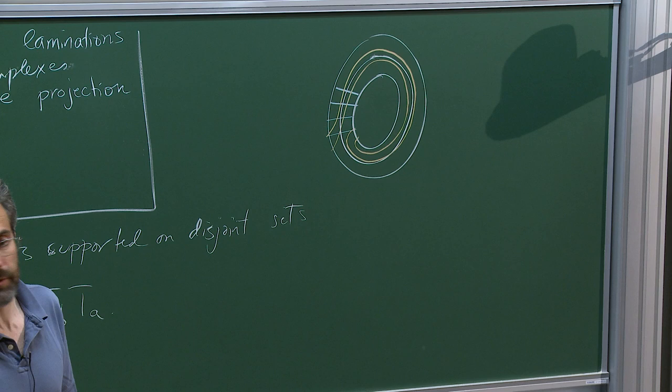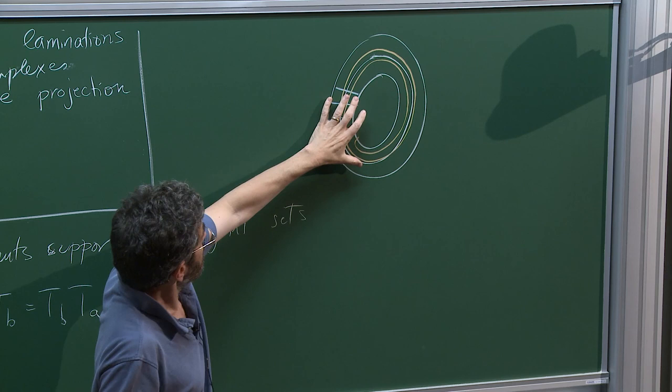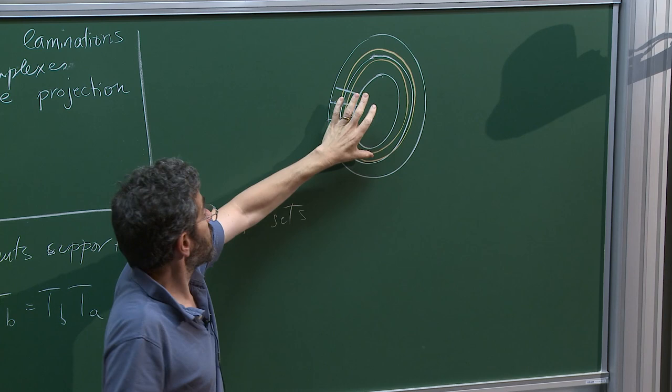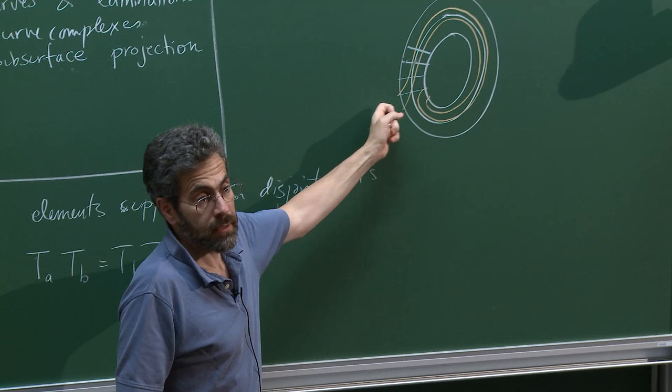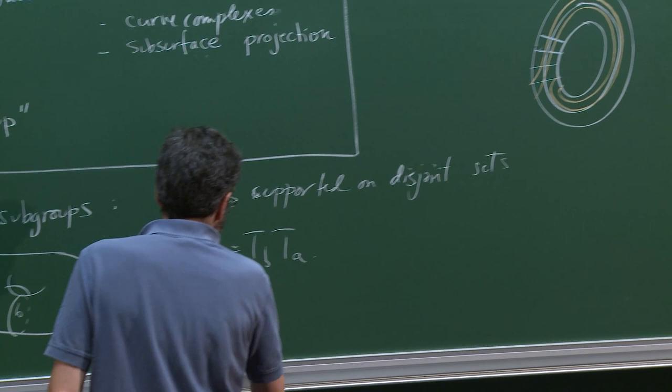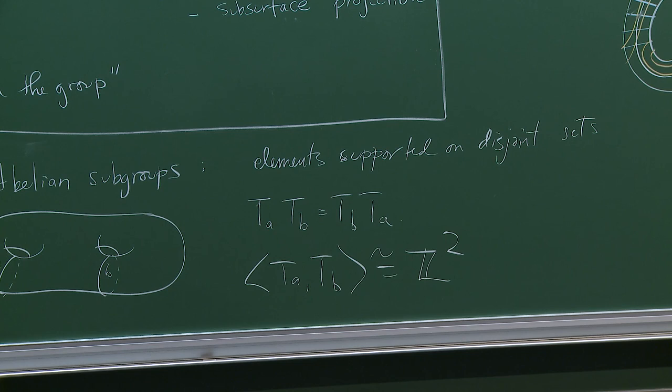That's a Dehn twist. If this curve is an essential curve, if it doesn't bound a disk, then this twist is a non-trivial element of the group, and in fact, it's an infinite order element. So actually, that's one of the exercises, to convince yourself that this is an infinite order element of the mapping class group. And so the group generated by T_A and T_B is a copy of Z^2 sitting inside the group. So that's one kind of thing.